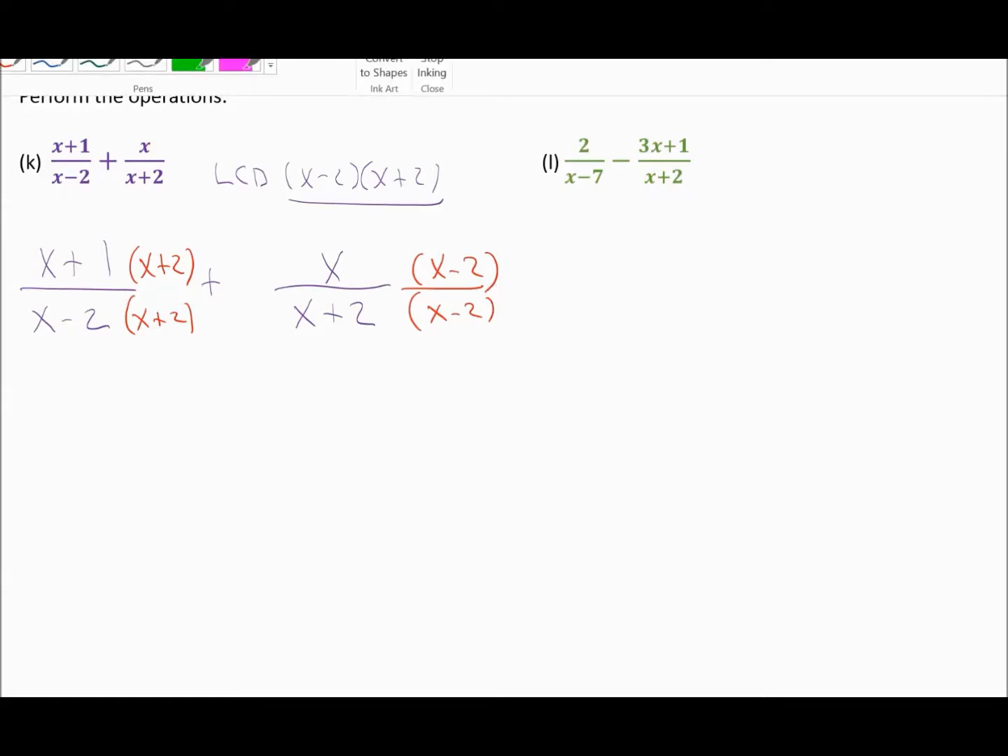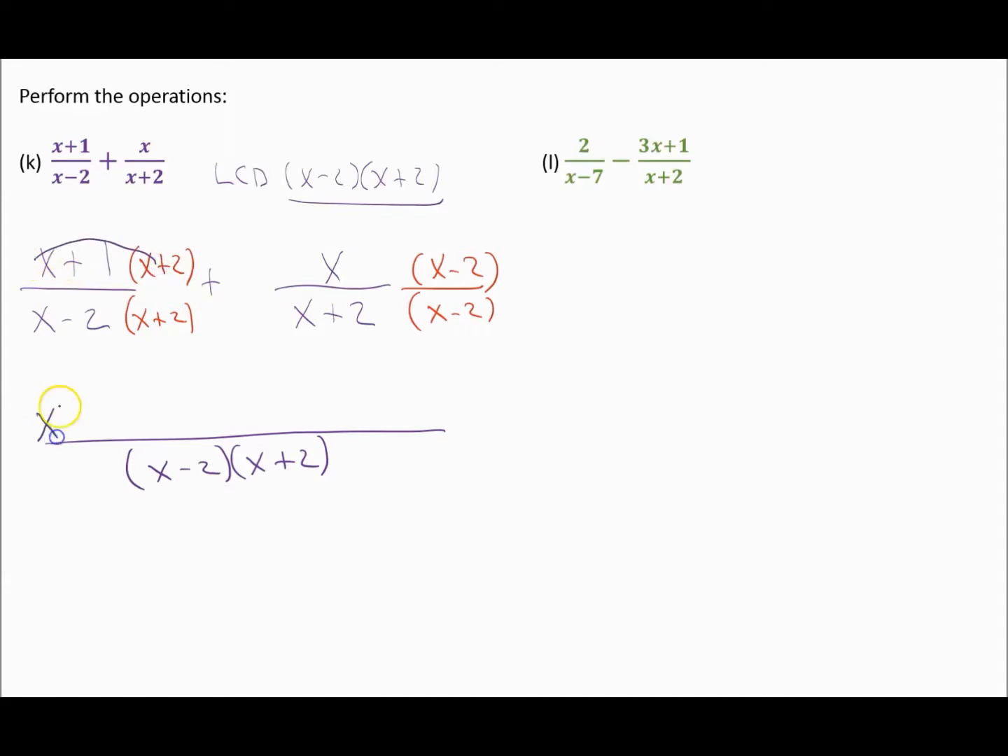My next step will be to simplify the numerator, but the denominator I'm just going to write in factored form as the least common denominator, which is x minus 2 times x plus 2. So there is no need to multiply out the denominator. The numerator, though, you must multiply out. So I have x times x is x squared. I'm using the FOIL method here. x times 2 is plus 2x. 1 times x is plus x, and 1 times 2 is plus 2. So because I have an x plus 1 times x plus 2, I must do the first, outer, inner, last.